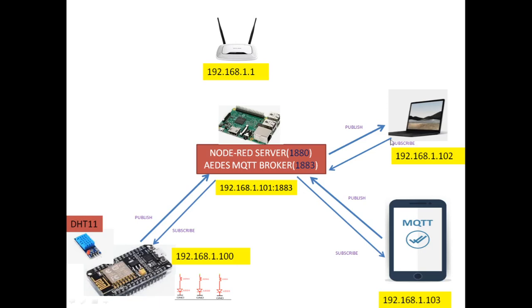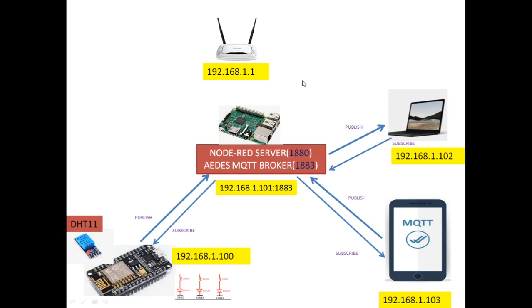When you see this schematic I made here, it is very simple. I'm going to explain this in depth. We have 3 clients. The client number 1 is this NodeMCU. The client number 2 is this personal computer, and the client number 3 is this smartphone or tablet.